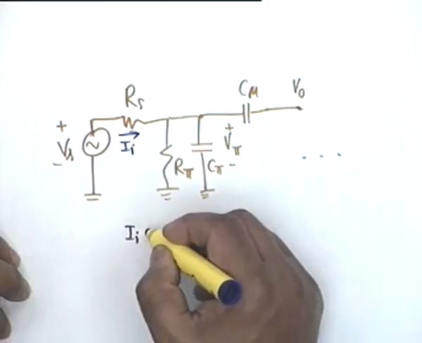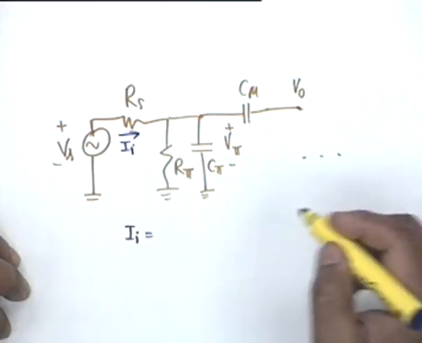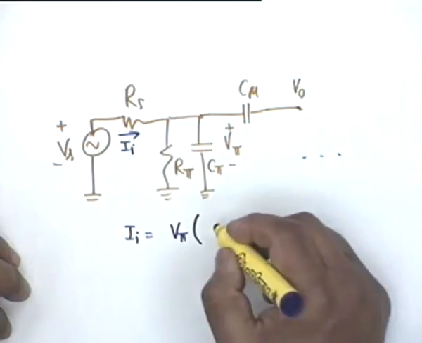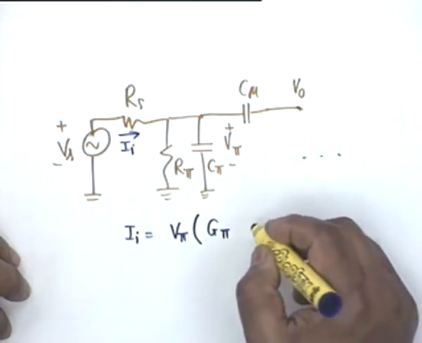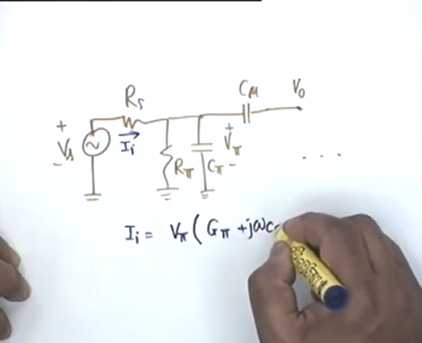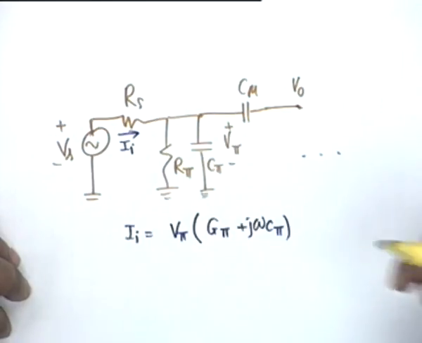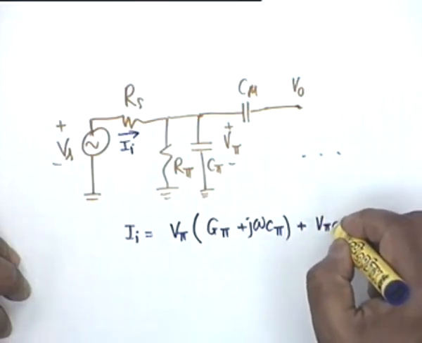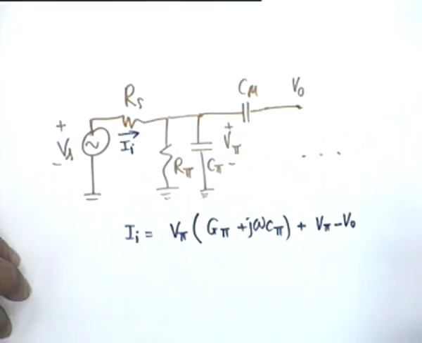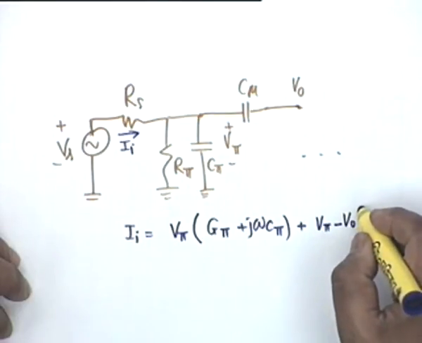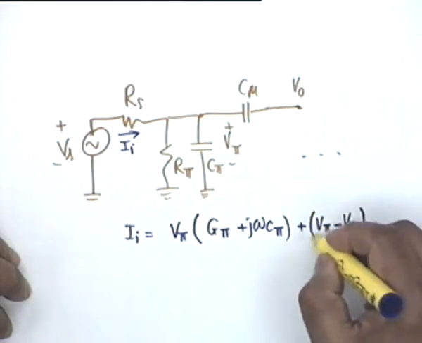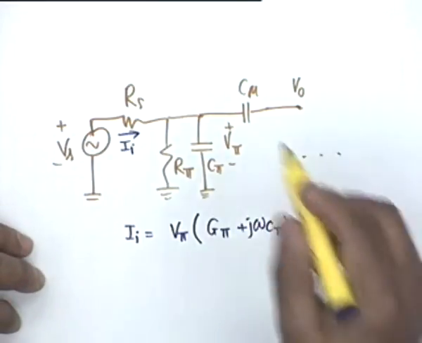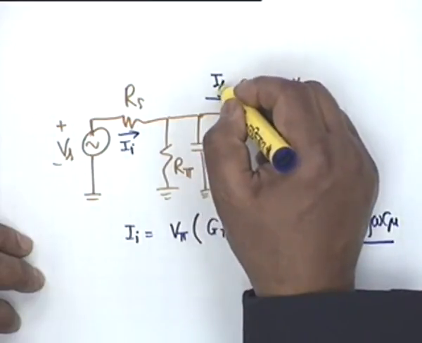Obviously, I sub I shall be equal to V pi multiplied by G pi plus j omega C pi, these two currents, plus V pi minus V0 multiplied by j omega C mu. This current I shall call as I mu.